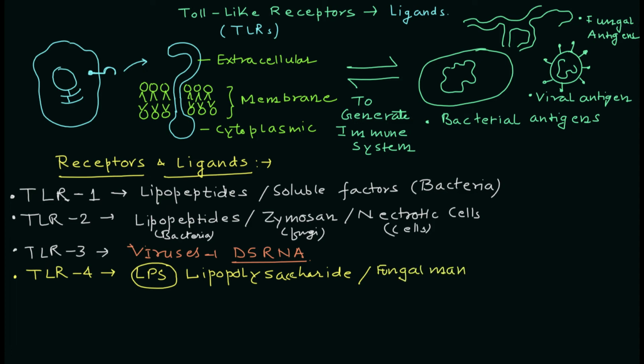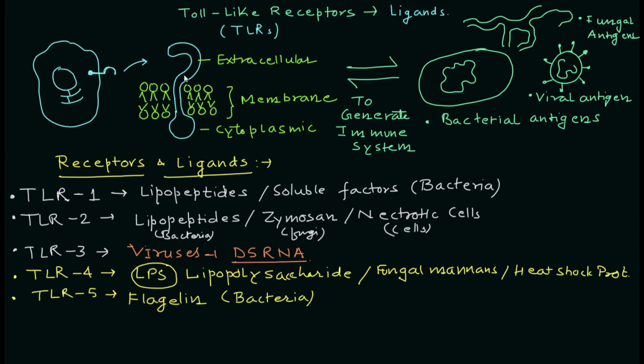TLR5 is exclusive for flagellin. Till date, it is known that TLR5 interacts with the bacterial protein flagellin and activates the downstream signaling pathway, which further activates the immune regulatory molecules. Now, TLR5 detects flagellin from the bacteria, especially from motile bacteria, because flagella is required for motility.